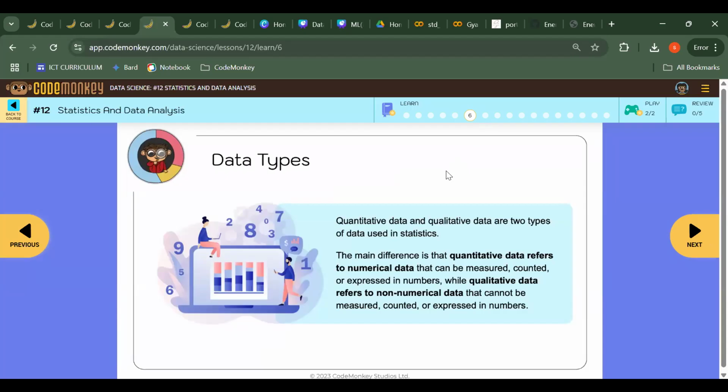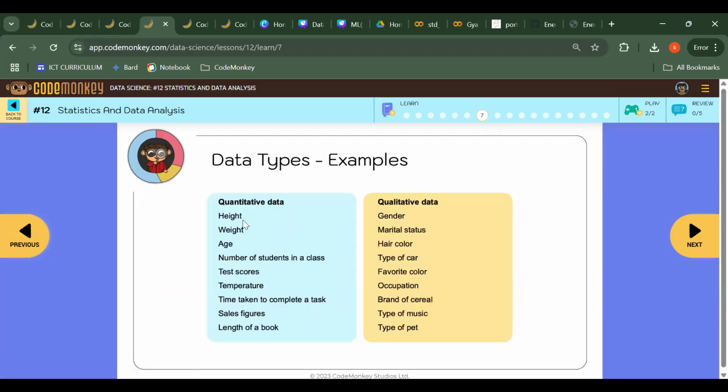Data types. In data science, we have to know the data types as well. There are two types of data types: quantitative and qualitative. Quantitative data is in numerical form, meaning it is a number. Qualitative means a categorical form; it is not numerical, it is in a category, not a number.